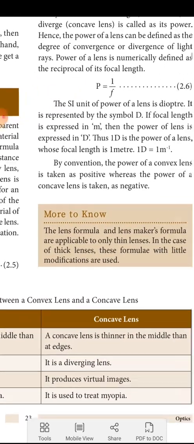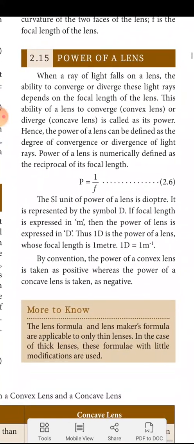Then we have to read about the power of a lens. Each lens will have a power to converge or diverge the rays. When a ray falls on a lens, if it is a convex lens, it will converge the rays. When it is a concave lens, it will diverge the rays, depending upon the focal length of the lens. The ability of converging or diverging the rays is called its power. Power of a lens is also defined as the degree of convergence or divergence of light rays.